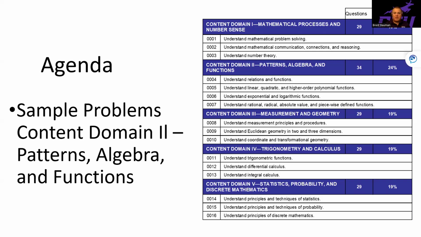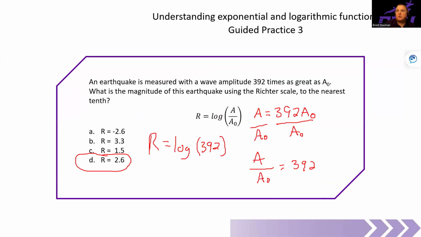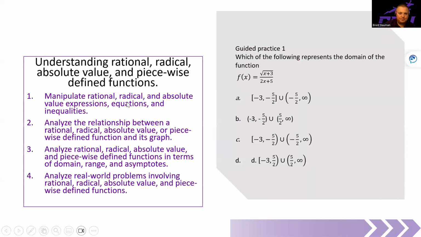Today I wanted to go over the last section of Domain 2, which is patterns, algebra, and functions. So we're going to look at understanding rational, radical, absolute value, and piecewise defined functions. And we'll go through a few examples just to give you an idea of what you're going to see. But again, we can't get through everything. This is just a little refresher to get you going so you know some of the concepts to study. So let's get to where we need to be today to start with.